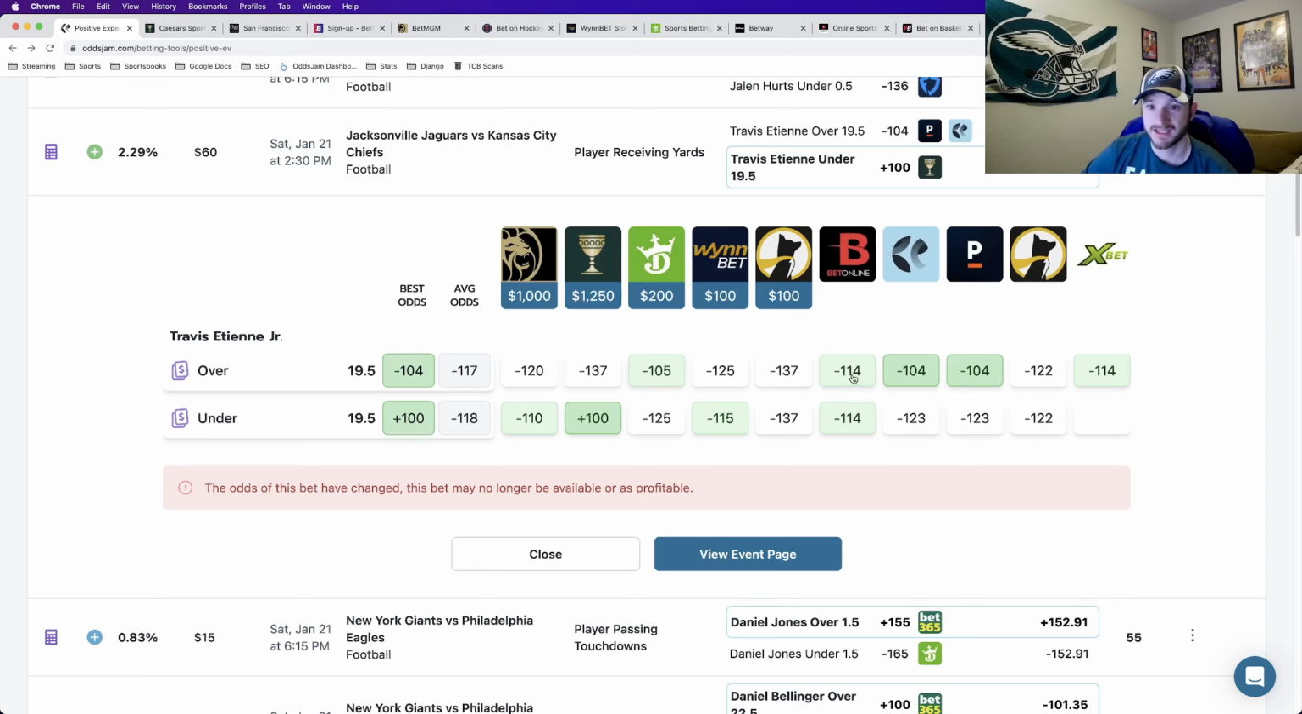So the over is at minus 114. The under is at minus 114. So that's them saying they don't know what side of this is more likely. So they're charging equal amounts of juice on each side. DraftKings is the third one. Not quite as sharp as the first two, but still pretty good. They are heavily favoring the under. So all in all, this Travis Etienne under 19 and a half receiving yards is a good play.